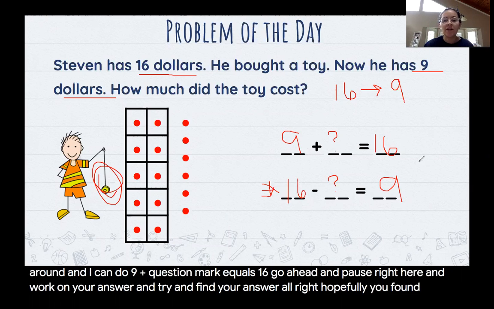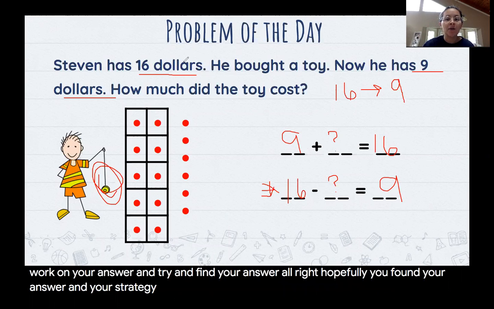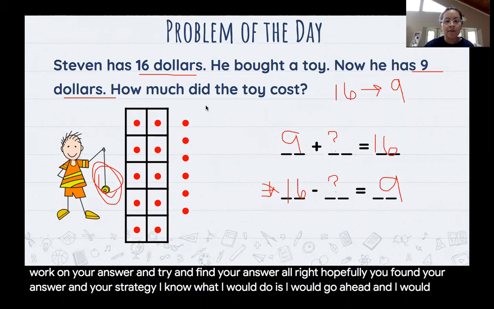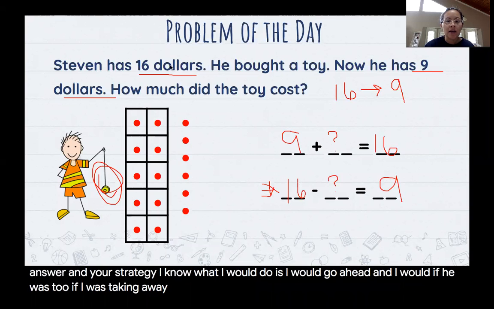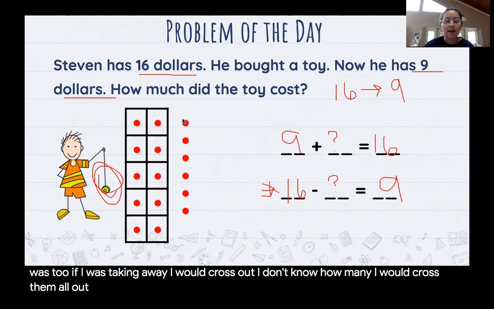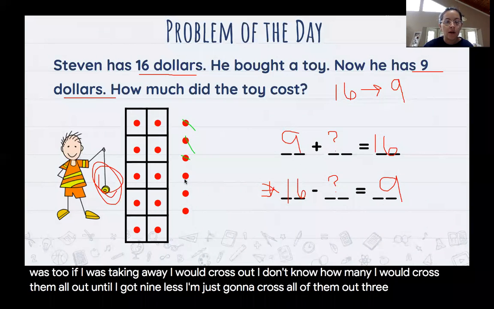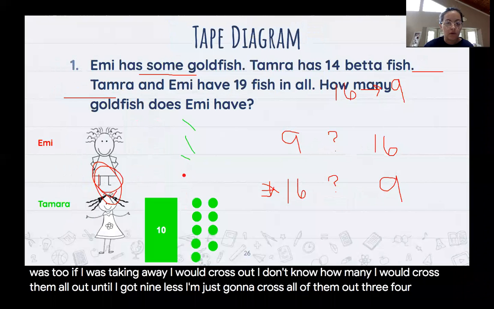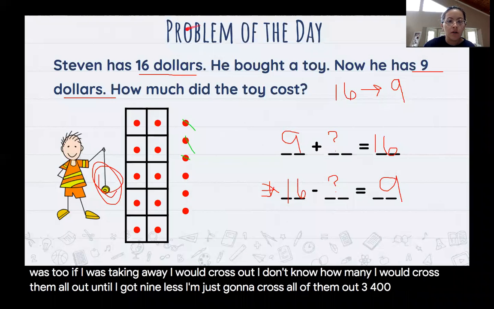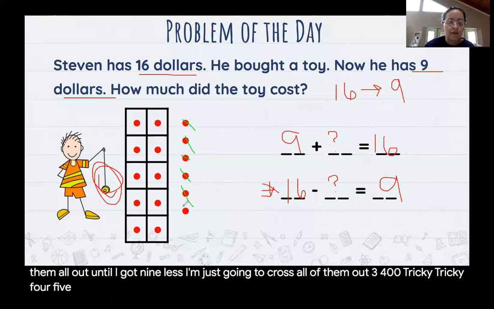Hopefully you found your answer and your strategy. What I would do, if I was taking away, is I would cross out, I don't know how many, I would cross them all out until I got 9 left. So I'm just going to cross all of them out. 3, 4. Oh, tricky. 4, 5, 6.